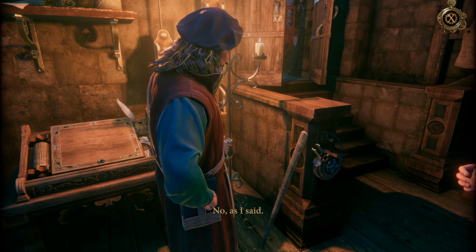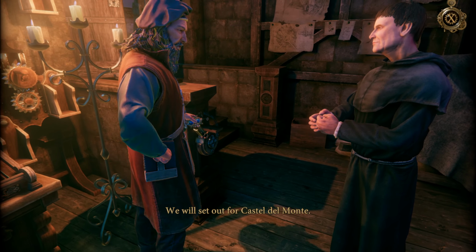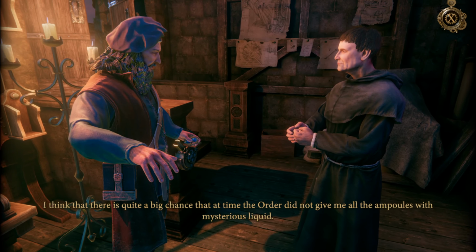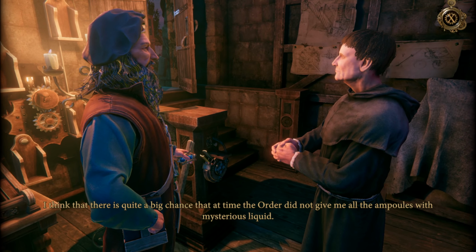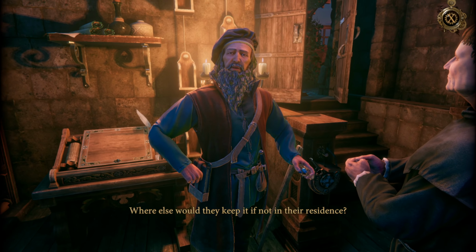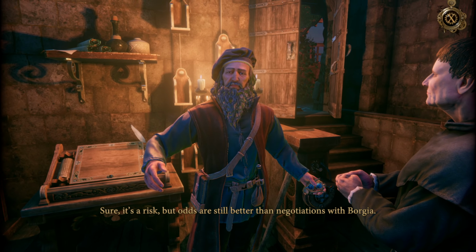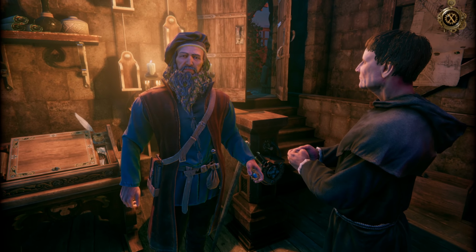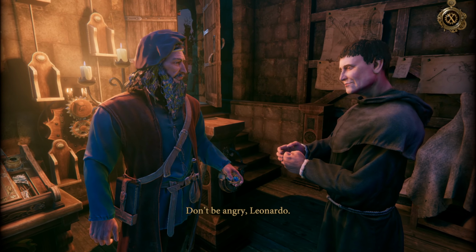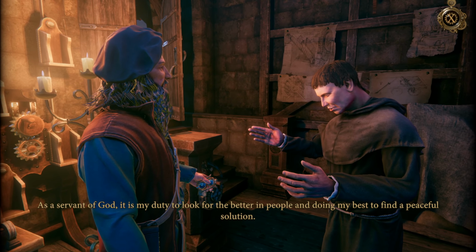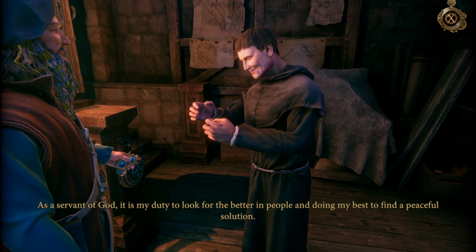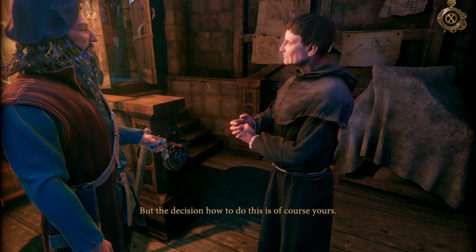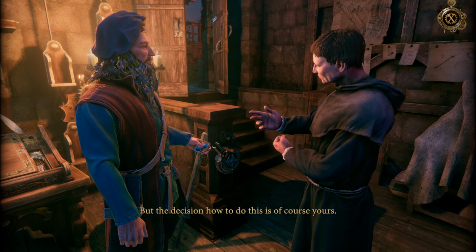No, as I said, we will set out for Castle Del Monte. I think there is quite a big chance that at the time the Order did not give me all the ampules with mysterious liquid. Where else would they keep it if not at their residence? Sure, it's a risk, but odds are still better than negotiations with Borgia. Going in half-cocked, huh? Don't be angry, Leonardo. As a servant of God, it is my duty to look for the better in people, and doing my best to find a peaceful solution.